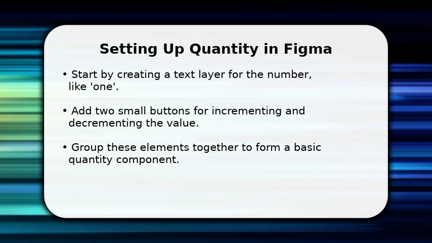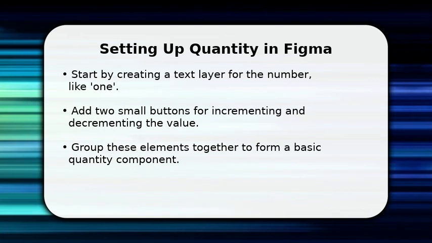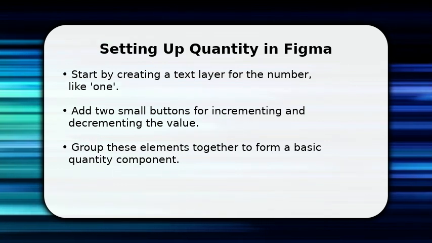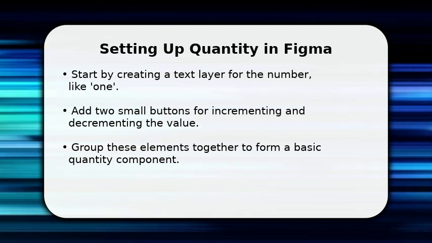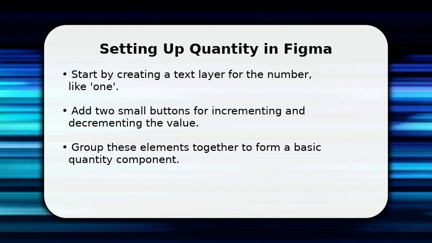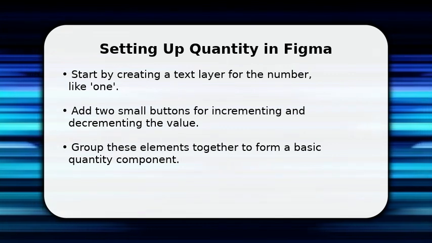In this video, I will show how to make quantity in Figma. First, let's set up our basic elements. Begin by creating a text layer, perhaps displaying the number 1. Next, design 2 small, interactive buttons, one for increasing the quantity and another for decreasing it. Group these 3 elements together to form a foundational quantity component. This initial setup provides a clear visual structure for our interactive element.